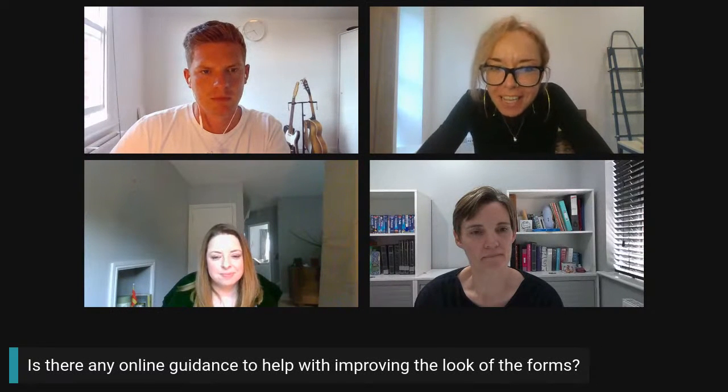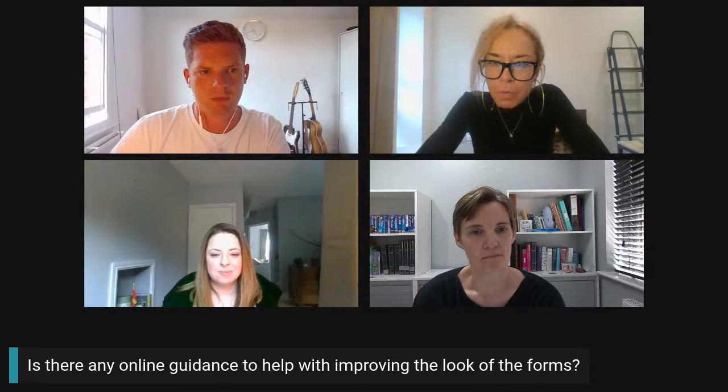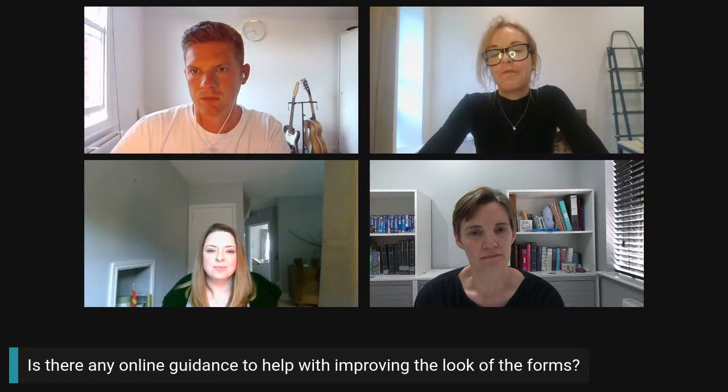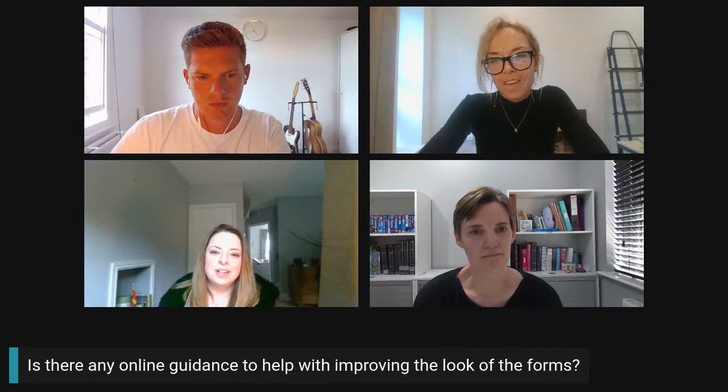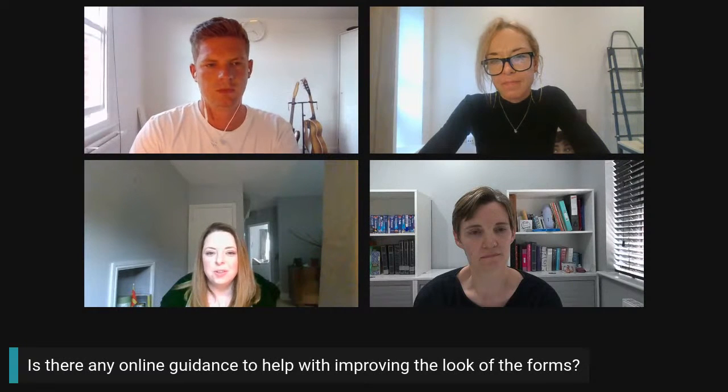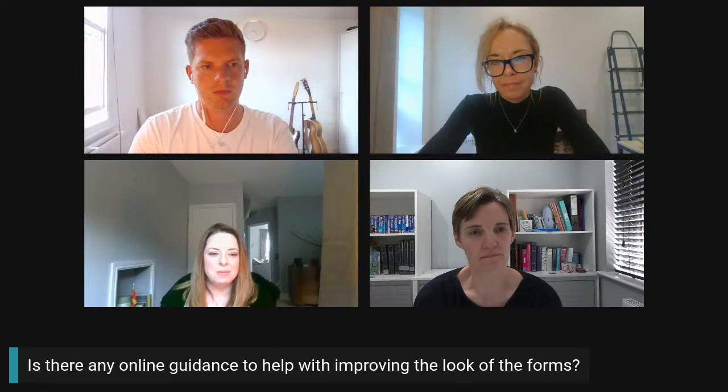Right, so we've got, is there any online guidance to help with improving the look of forms? It's a good question. Does this relate back to the question about improving the look of your Form Assembly forms and any ways of being able to get trained or get guidance on that, I suppose?